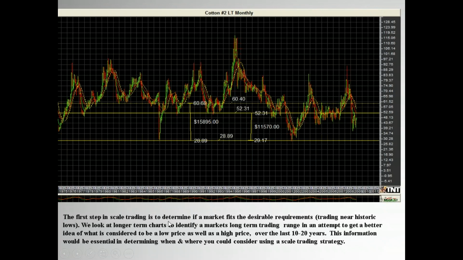The first step in scale trading is to determine if a market fits the desirable requirements, trading near historic lows. We look at longer-term charts like a monthly to identify a market's long-term trading range in an attempt to get a better idea of what's considered to be a low price as well as a high price. Over the last 10 to 20 years, this information would be essential in determining when and where you should consider using a scale trade, or whether the market's at a low price or a high price. Any questions so far?